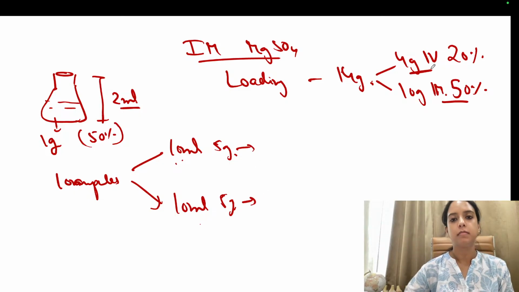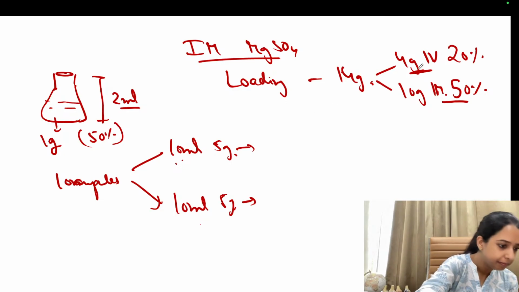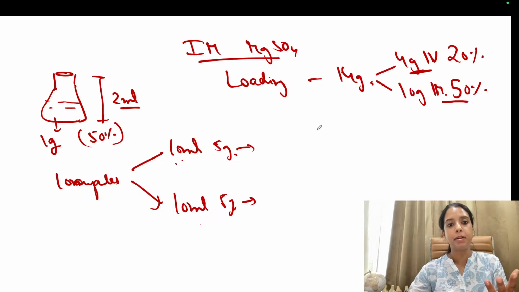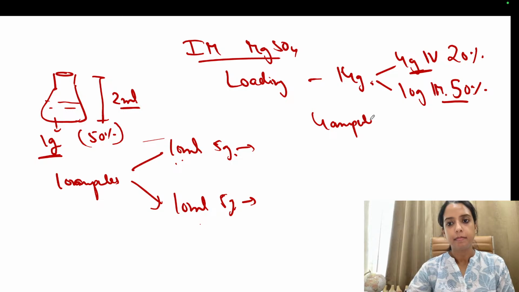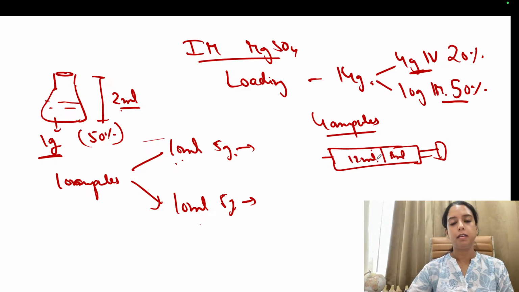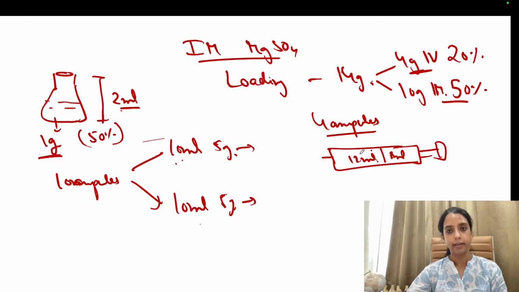Problem is this IV. How to make it 20%? 4 gram मतलब how many ampules will I need? 1 ampule has 1 gram. I will open 4 ampules. 4 ampules मतलब कितने ml हो गए मेरे पास? 1 ampule is 2 ml. It means 8 ml. I will load it in 20 ml syringe. 8 ml का हो गया. Remaining 12 ml, I will fill it with distilled water.